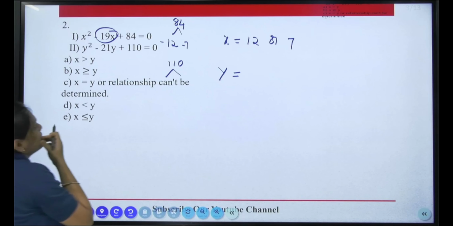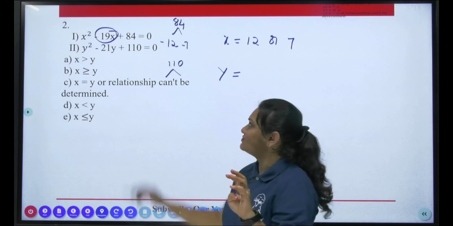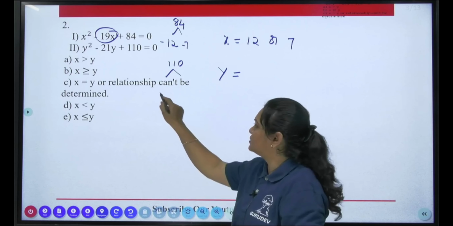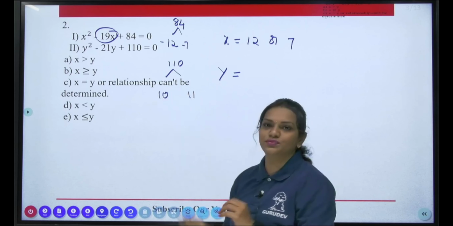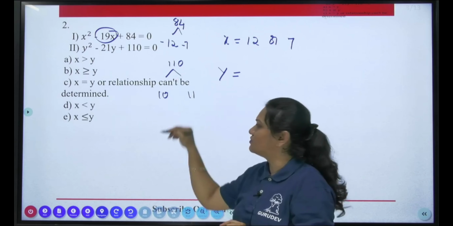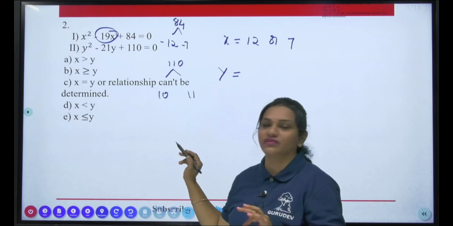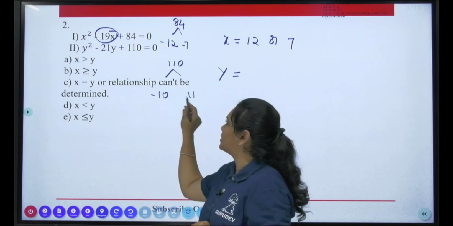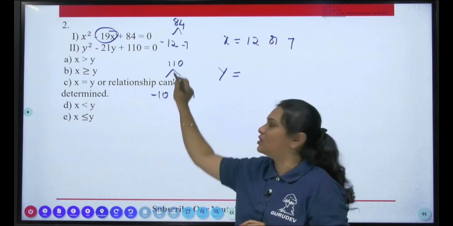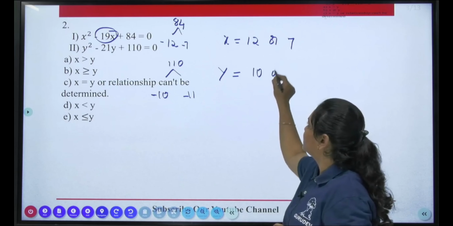So what will the roots of this be? We should get 110 as the product, as well as minus 21 when we add. When I observe 110, is it possible with 10 and 11? Yes, 10 into 11 is 110. Again, one more thing we have to check: I should get minus 21. 10 plus 11 gives us 21, but we want minus 21. So it is minus 10 minus 11, which gives us minus 21. If I multiply them, I get 110. So finally the roots of y will be 10 and 11.